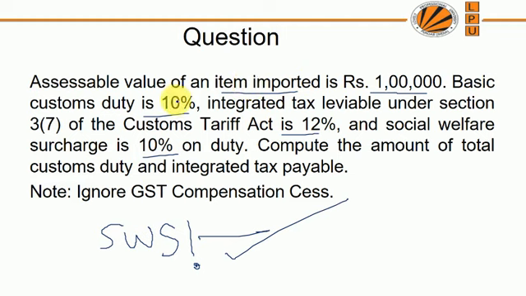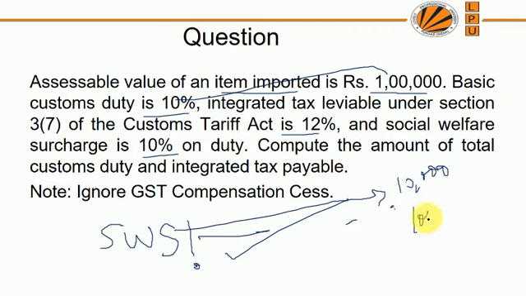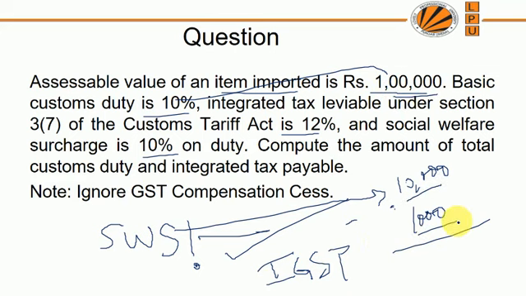Very simple. We will calculate 10% of assessable value, which will come to 10,000 rupees. Basic custom duty is 10,000 rupees. Then SWS is calculated on BCD. 10% of 10,000 is 1,000. Then to calculate IGST, we have to add assessable value plus basic custom duty plus this SWS. On this, we will calculate the 12% value. After calculating that value, we can add all to calculate the total tax payable.